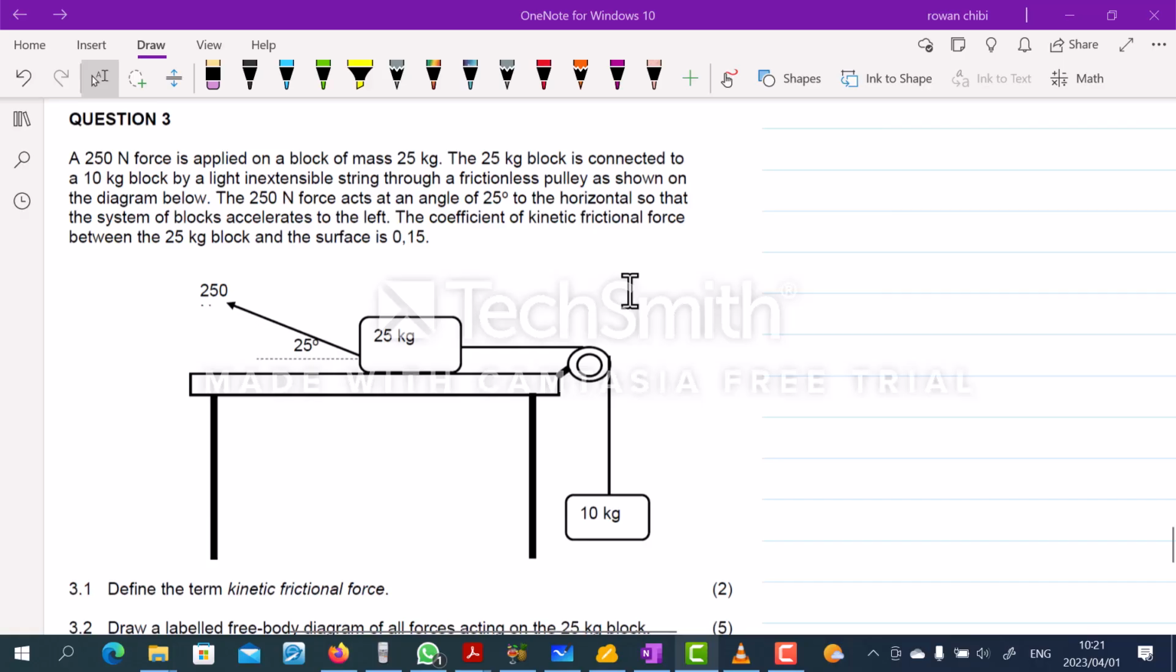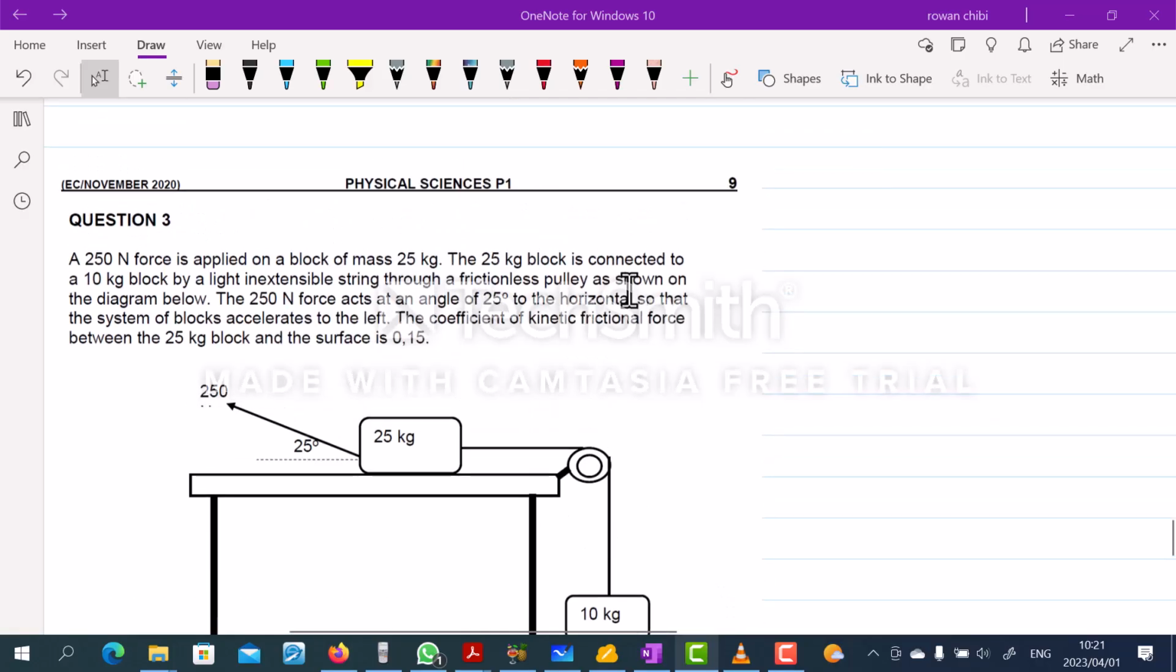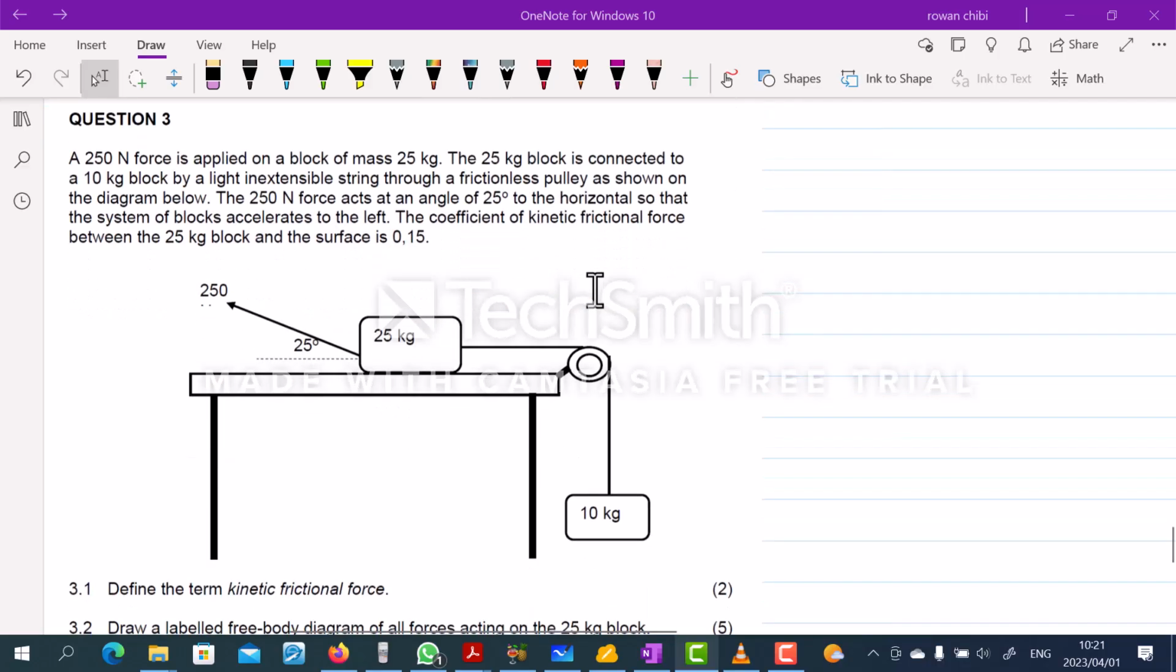Again, this is another video on Newton's laws. This is November 2020, question 3. We're going to do this one now. I think this is the second one; the other one was November 2022. So I'm going to read you the statement now.